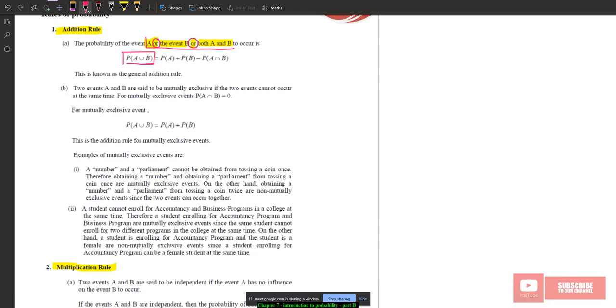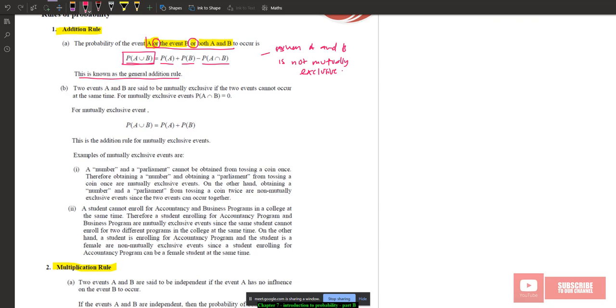So this is the definition of the probability of event A or B or both A and B to occur. It is equal to probability of A plus probability of B minus probability of A intersect B, if event A and event B are not mutually exclusive. This is when A and B are not mutually exclusive. Mutually exclusive means that we do not have the intersection between A and B, right? So this is also known as the general addition rule.